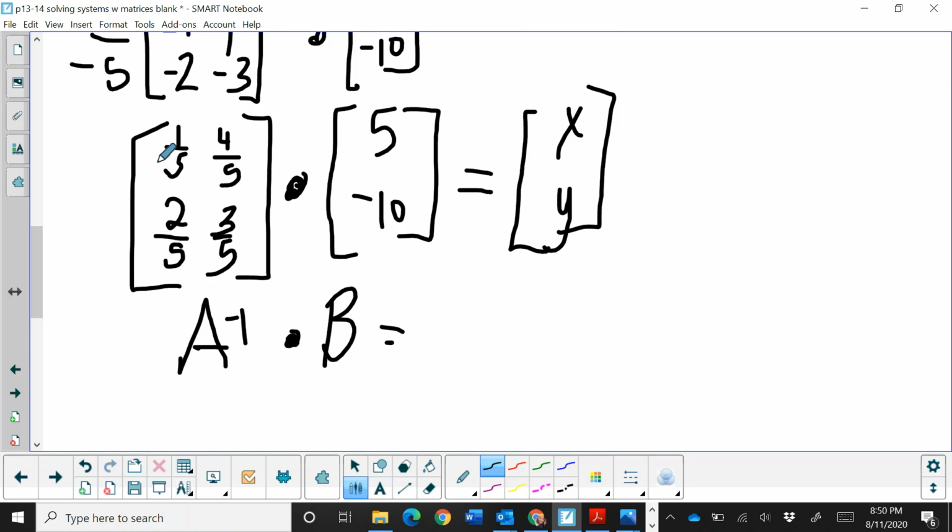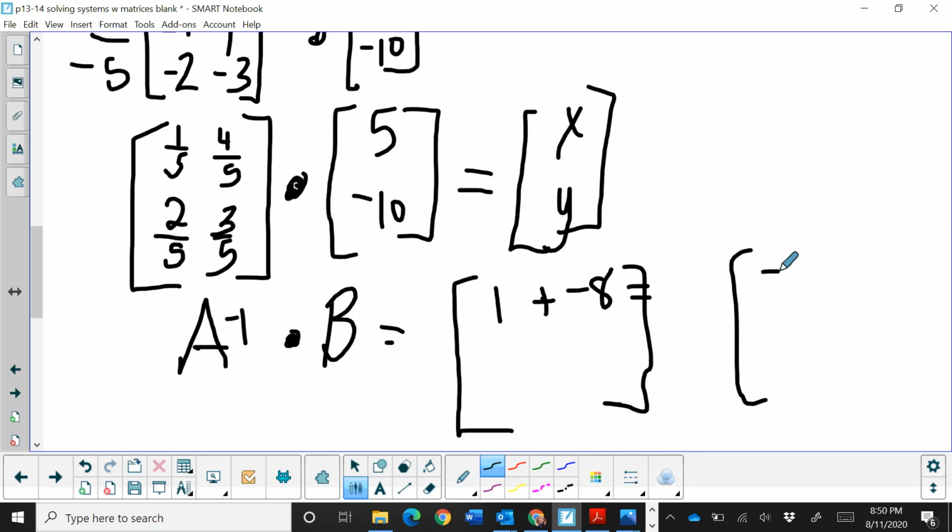So now we can multiply 1/5 times 5. Let's multiply that. 1/5 times 5 is just 1. 4/5 times -10 is what's that? Negative 40 divided by 5, so that's negative 8. So plus negative 8. So that's going to give us in the top position, negative 7. That means that's what x is.